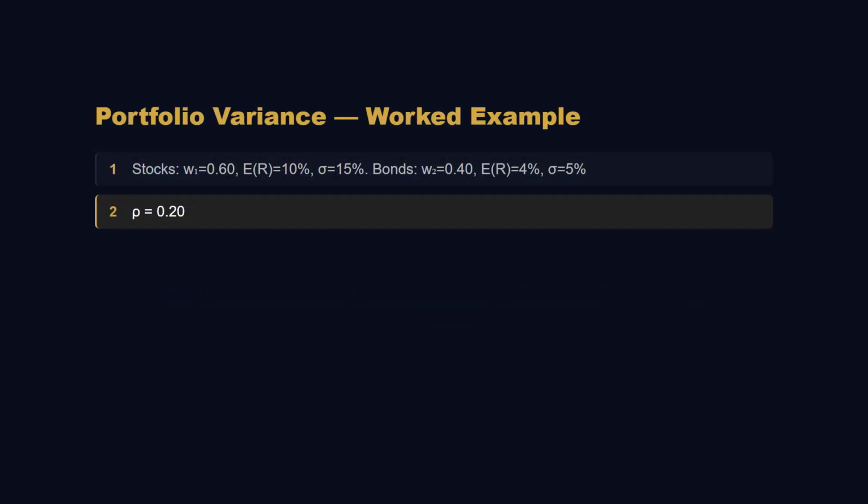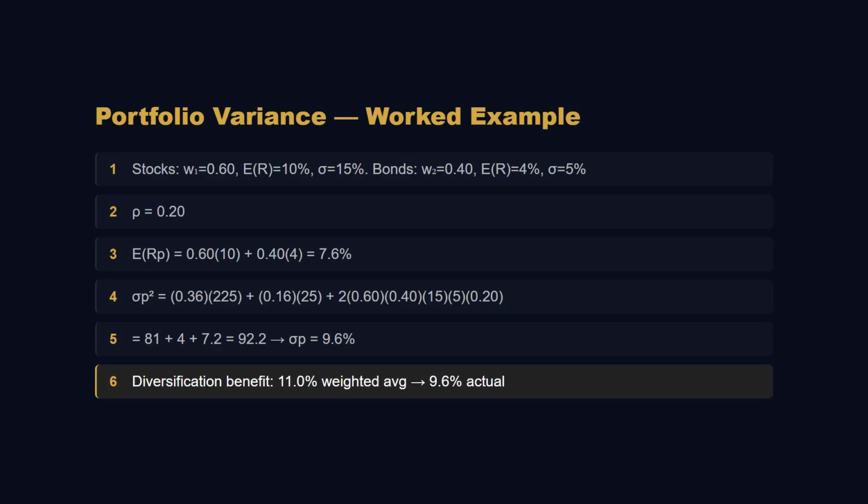A portfolio with 60% stocks and 40% bonds. Stocks: expected return 10%, standard deviation 15%. Bonds: expected return 4%, standard deviation 5%. Correlation between them is 0.2. Expected return: 0.6 times 10 plus 0.4 times 4 equals 7.6%.